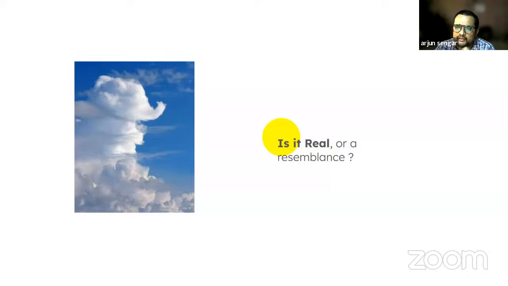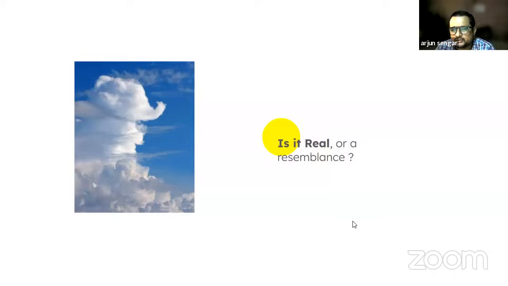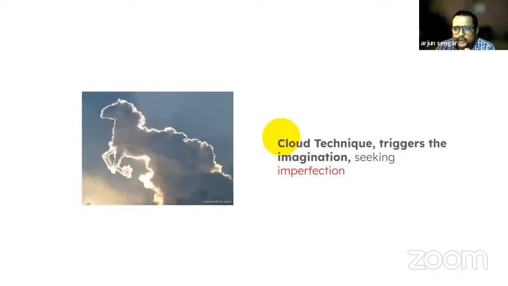It's similar to an elephant. Is there a resemblance? We are seeing one, but probably it may not be the real elephant. This technique takes its inspiration from the cloud. That is why it is called the cloud technique. The cloud technique triggers the imagination.